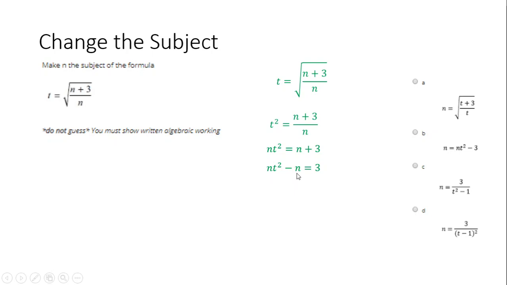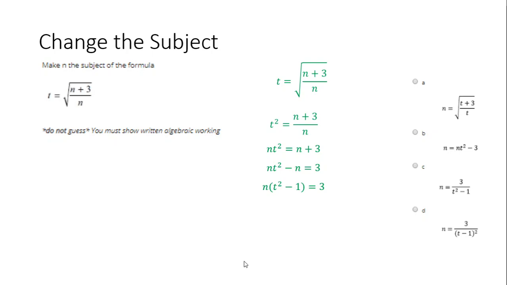Usually what I would try to do is group these terms together to get some number of n and then just move the number to the other side. But in this case, I can't group these two terms together. What I can do is see that they have a common factor, which is the n. So I'll factor the n out, and then I'll try and get the n on its own.